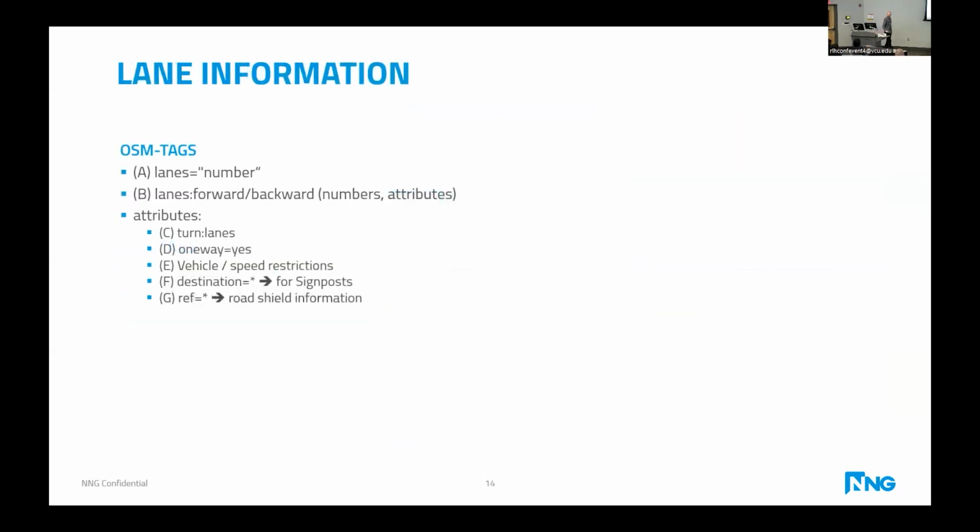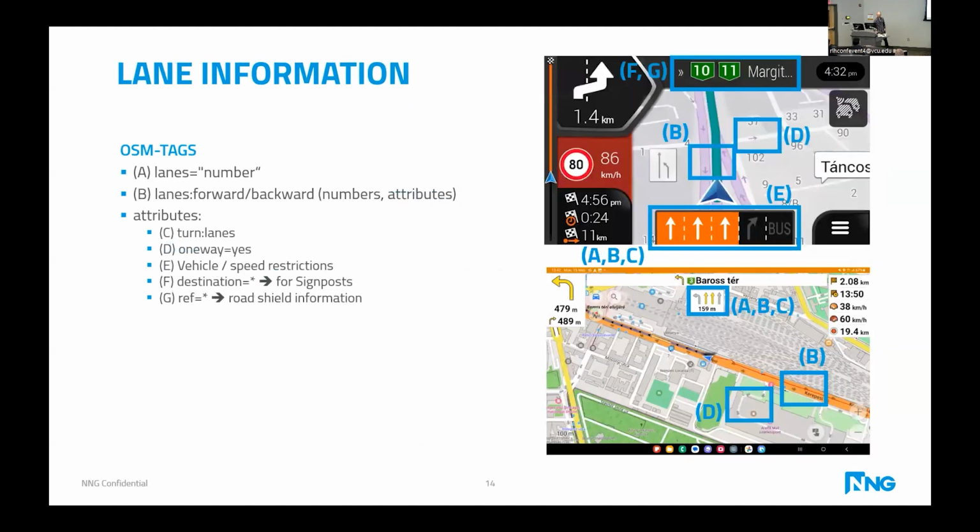In terms of lane information, of course, it's best if we have it for the complete road network, but where it can be really important is complex junctions. If we fill up this data properly, about the textual information, the lanes, and the road shields that are available, as you can see, it would guide the drivers very well.